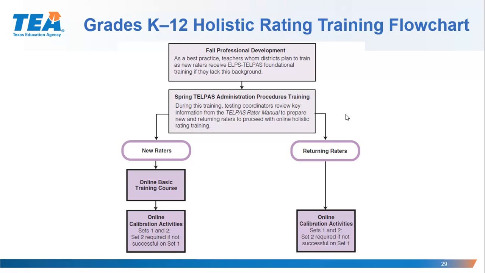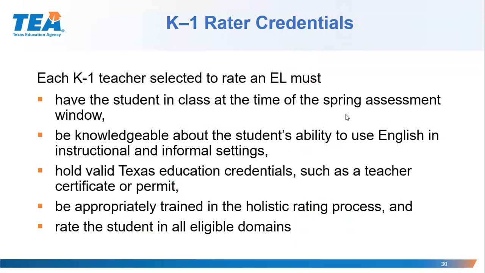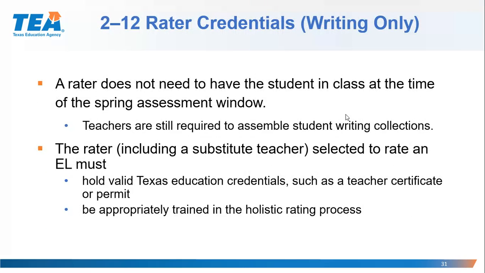For grades 2 to 12, each calibration activity set contains 10 writing collections. Raters successful on the first set do not need to calibrate further. Only individuals who do not rate accurately enough in the first set will complete the second set. This is for K-1. We move to the next.